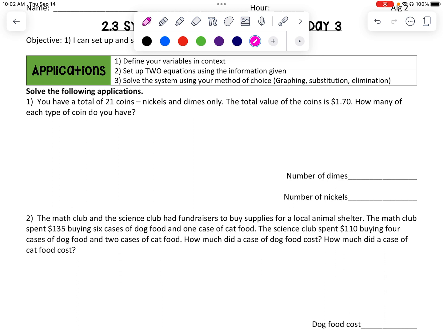So the first one, we have a total of 21 coins, nickels and dimes only. The total value of coins is $1.70. How many of each type of coin do you have? Nickels and dimes are the variables we're working with, so we're going to state what they are. x equals nickels.